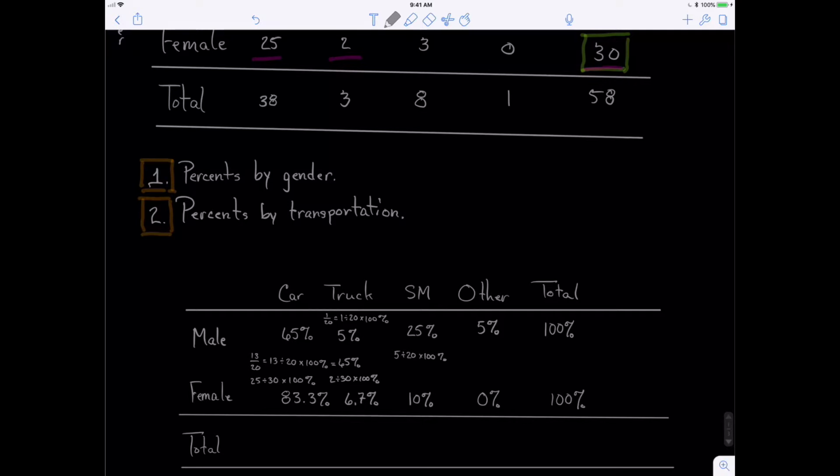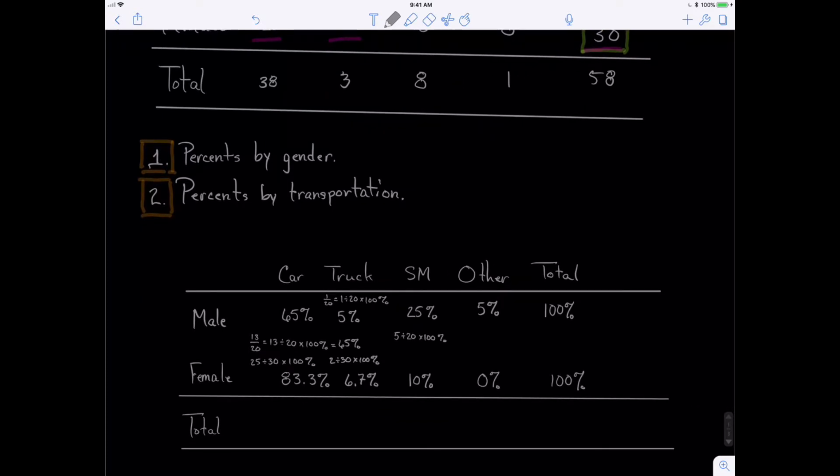Now, take a moment and let's add our column totals that will go in our bottom row. So if we add these together, let's see, 65 plus 83.3 is 148.3%. The next one is 11.7%, and the next one is 35%, and finally 0% plus 5% is 5%.